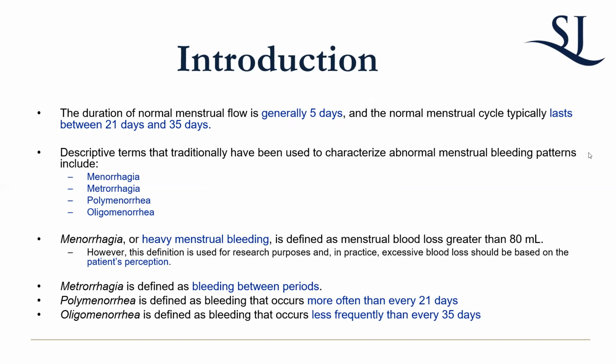So in terms of what's normal for a menstrual cycle, the flow itself is generally about 5 days, and the whole entire cycle lasts about 21 to 35 days, so about a month. There are traditional terms that have been used, including menorrhagia, which is heavier bleeding. Metrorrhagia is bleeding between periods. Polymenorrhea means you have more than one period, and oligomenorrhea means that you have a shortened period.